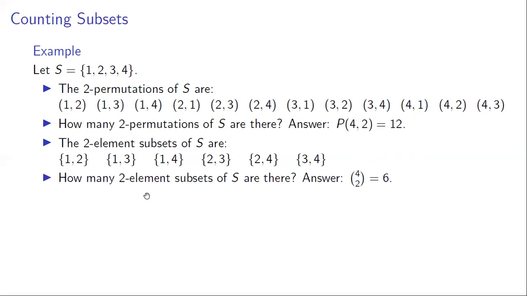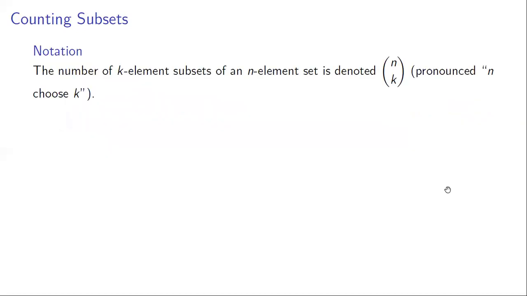Now, how many 2-element subsets of S are there? We see there are 6, and we have this notation. We read this as 4 choose 2. This means I have 4 elements, and I want to choose 2 of them as my subset. So the number of possible ways to do that is 4 choose 2, or 6. So we have this notation: the number of k-element subsets of an n-element set is denoted n choose k.